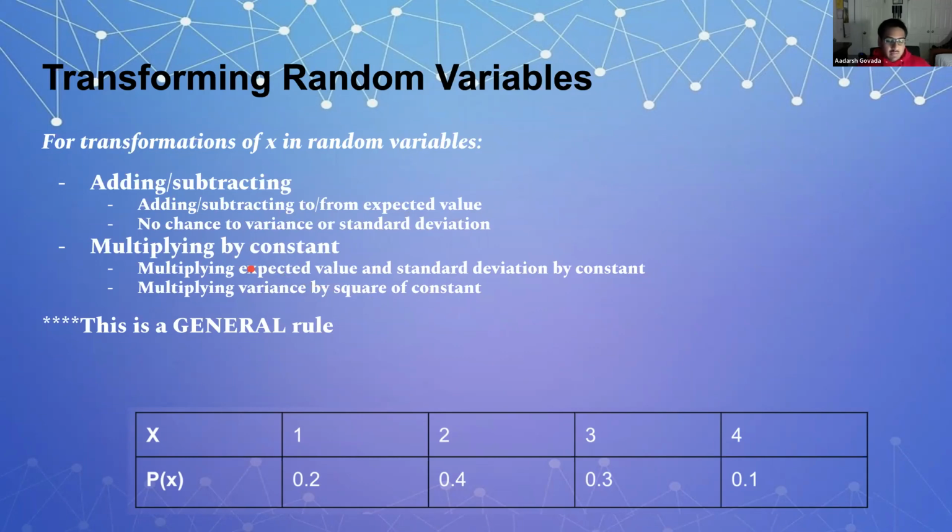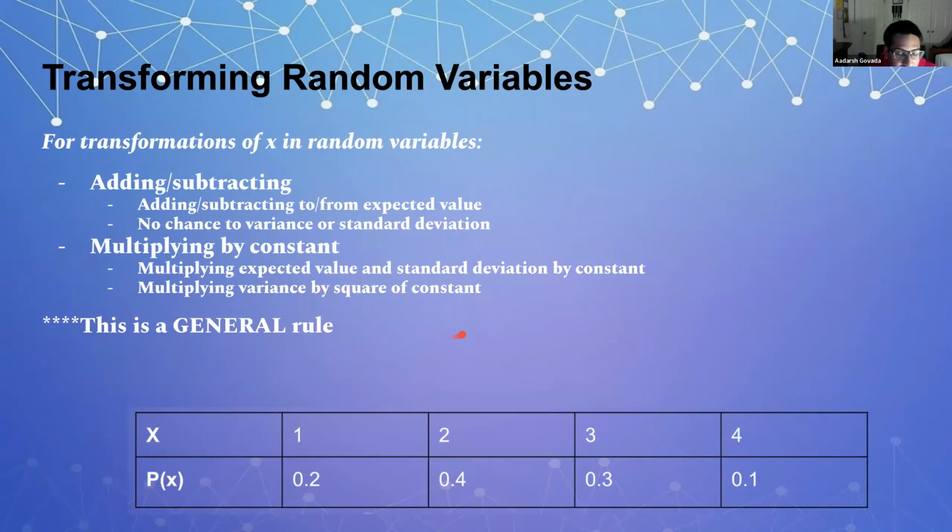Now, if you want to multiply by a constant, so if we stick with 5, we're going to multiply each of these values by 5. So now we have a 0.2 chance of landing on 1 times 5, which is 5. 0.4 chance of landing on 2 times 5, which is 10. A 0.3 chance of landing on 3 times 5, which is 15. And a 0.1 chance of landing on 4 times 5, which is 20. Then what we would do is take the expected value, so 2.3, and multiply that by 5, which is what, 11.5, I think.